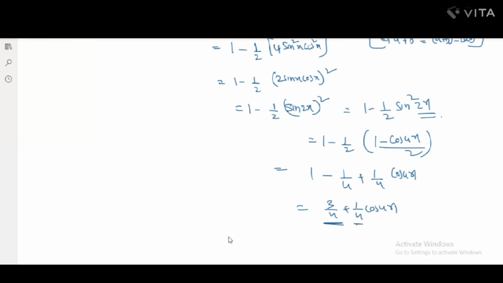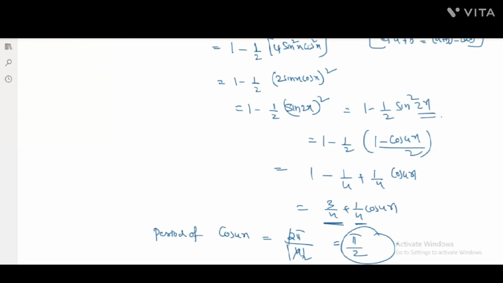So this constant will not affect our graph. So what will be the period of this one? If you find the period of cos 4x, that is enough. So the period of cos 4x is 2 pi by mod 4, so 2 ones are 2, 2 twos are 4. So you'll get pi by 2 as the period of sin power 4x plus cos power 4x.